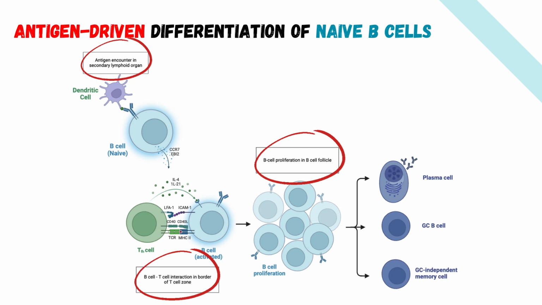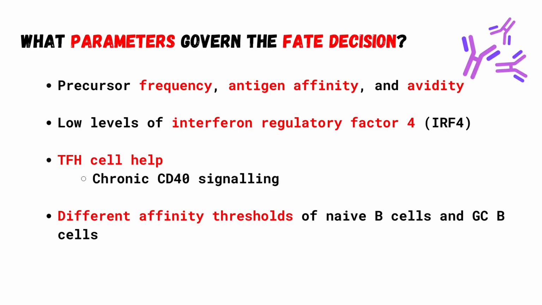Next, the activated B cells undergo proliferation and follow one of three different fates. Naive B cells can differentiate into short-lived plasma cells that produce antigen-specific, low-affinity antibodies during the span of infection, or GCB cells that undergo somatic hypermutation in germinal centers, or GC-independent memory B cells with limited isotope switching. Now you may be wondering, what determines which cell type that the naive B cell will differentiate into?